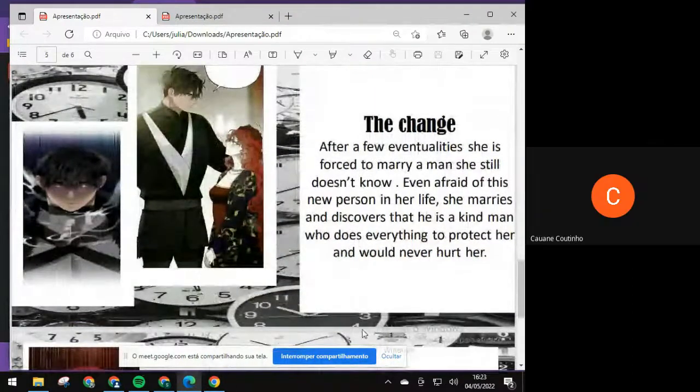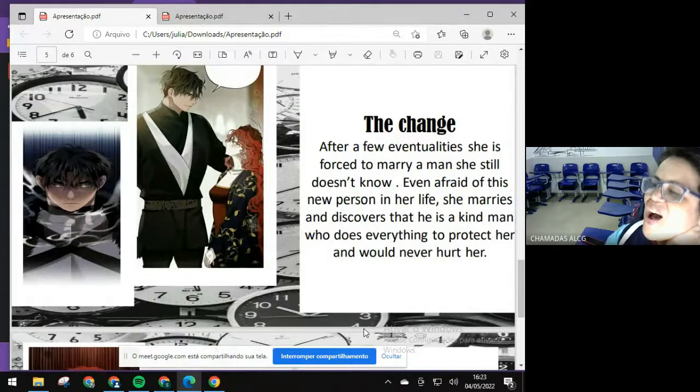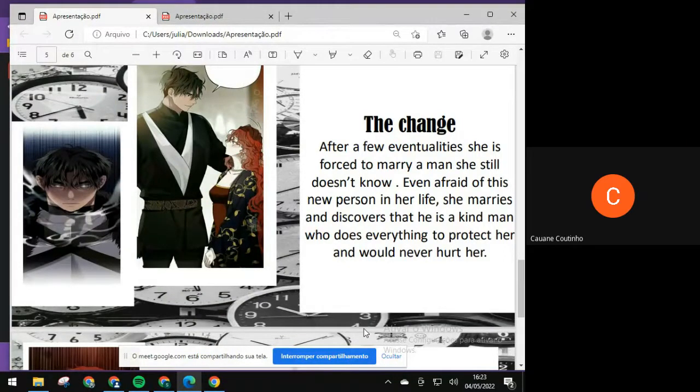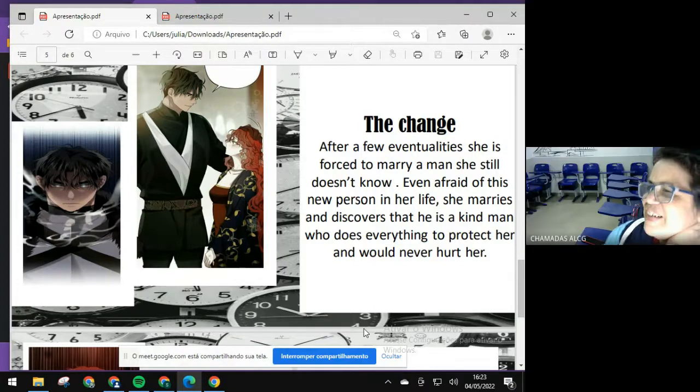The change is a romantic story. Oh, okay. After a few days, she is forced to marry a man she still doesn't know. Even afraid of this new person in her life, she marries him and discovers that he is a kind man who does everything to protect her and would never hurt her. Next one. Wow.